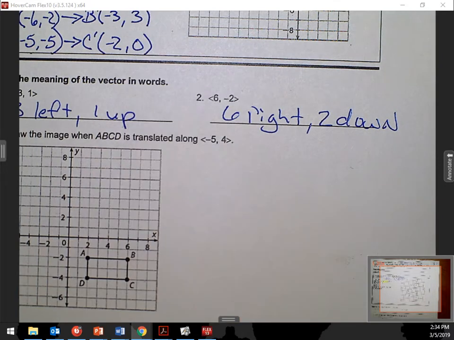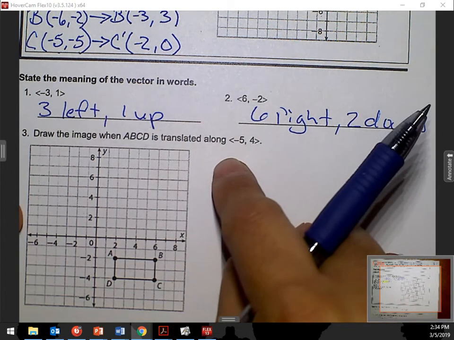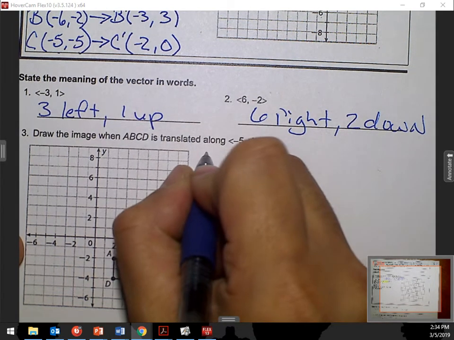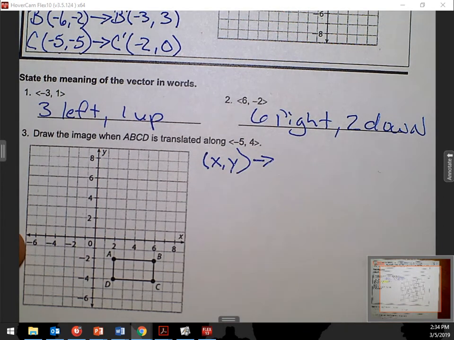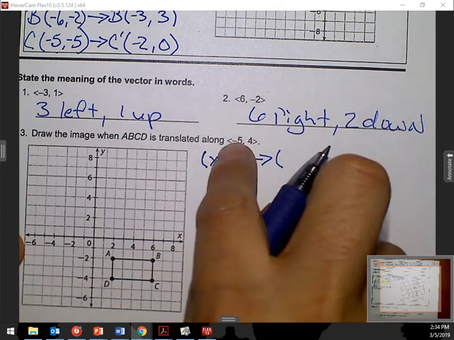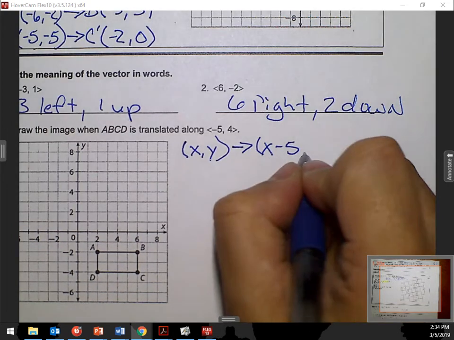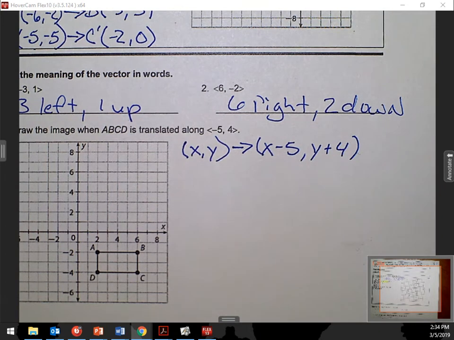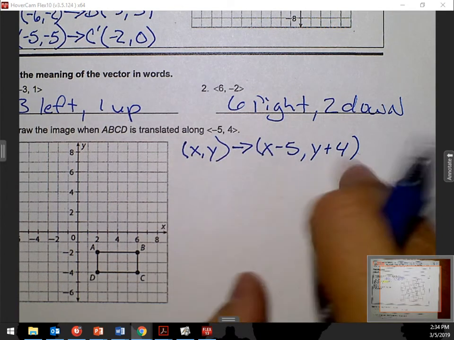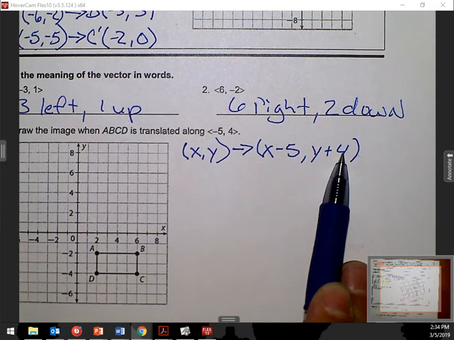Okay, draw the image. So I'm going to rewrite this first. Let's write it, use my coordinate rules. X comma Y is going to be what? What am I going to write? X minus 5, very good, and Y plus 4, very good. So now that I have my coordinate rules, that means I'm going to go 5 to the left and 4 up, right? Yes. 5 to the left, 4 up.